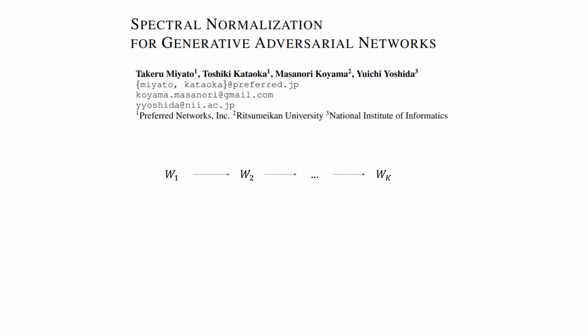So what is spectral normalization? It's a technique introduced by Miyato et al. Let's say we have a k-layer network. We ignore the nonlinearities and other operations, and only keep the weights, the convolution or fully connected layer weights in the layer. W1, W2, the weights for different layers.